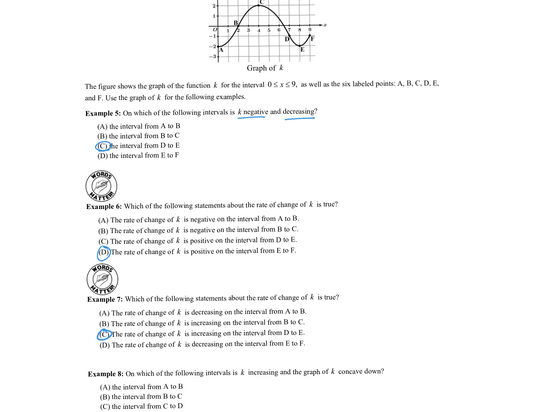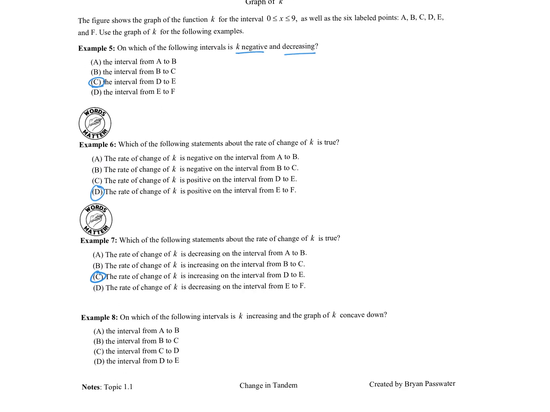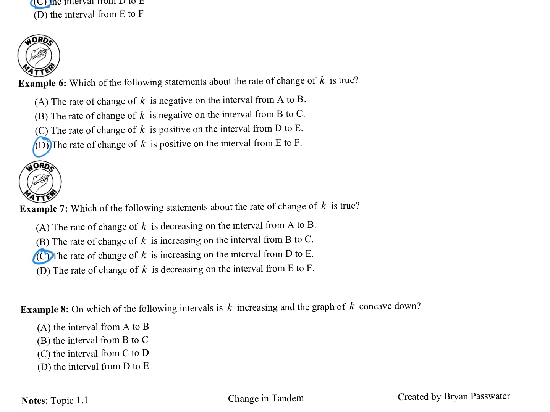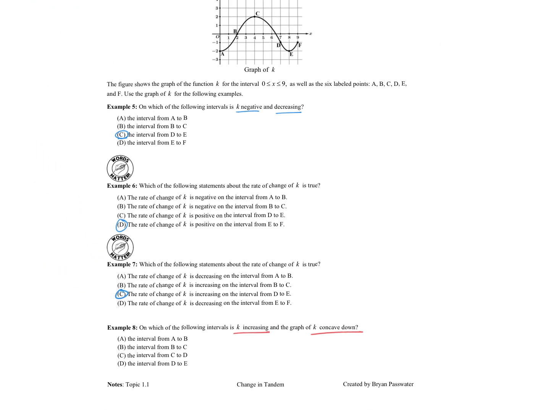All right, let's look at number 8 now. On number 8 it says, which of the following intervals is K increasing? So what does that mean? It's going up. And then it says the graph of K is concave down. So where is it going up and concave down? From B to C. All right. And so it's going up and concave down from B to C.